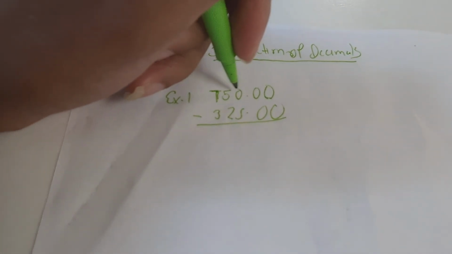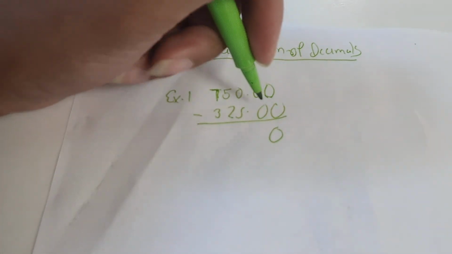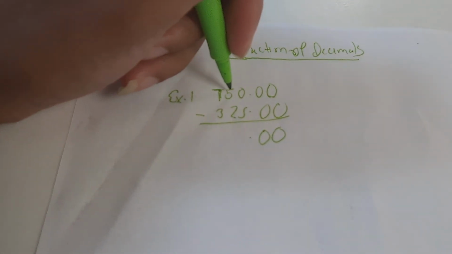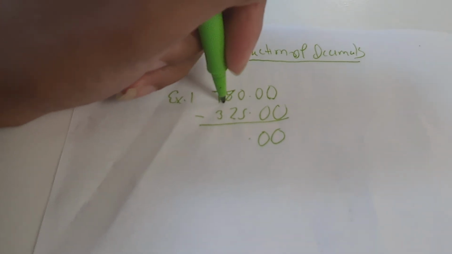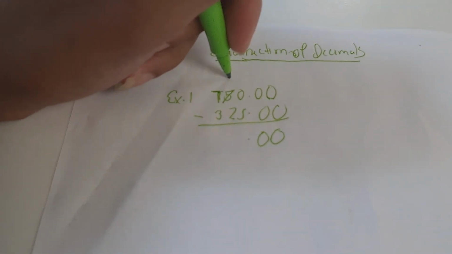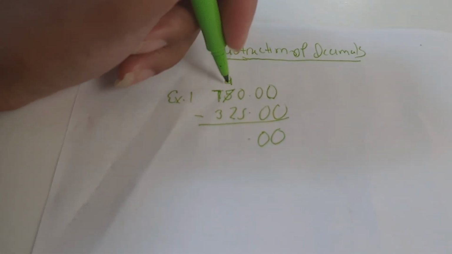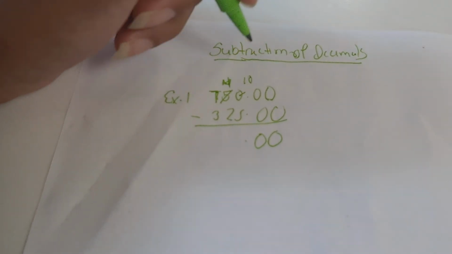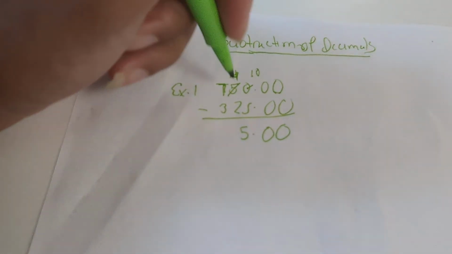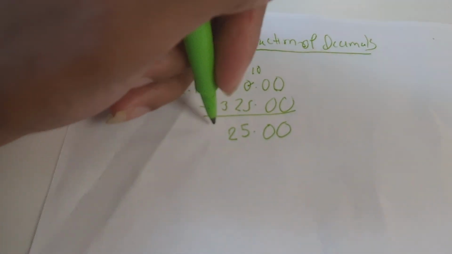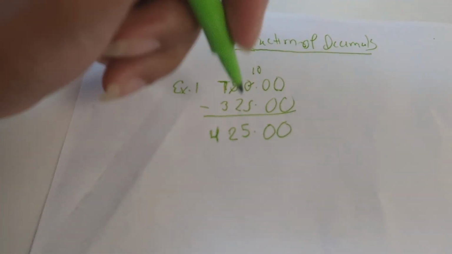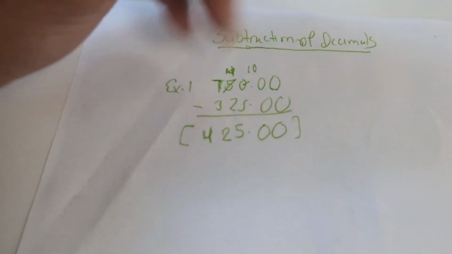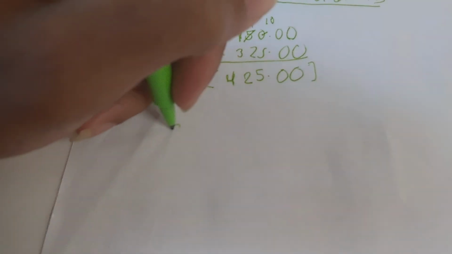So then what we would do is 0 minus 0 is 0, 0 minus 0 is 0, right? We can't take 5 from 0, so we have to go to the next part. We can turn this into a 4 and make it into a 10, right? So 10 minus 5 is 5, and then 4 minus 2 is 2, and 7 minus 3 is 4, right? So this gives us $425 left, right? Okay.